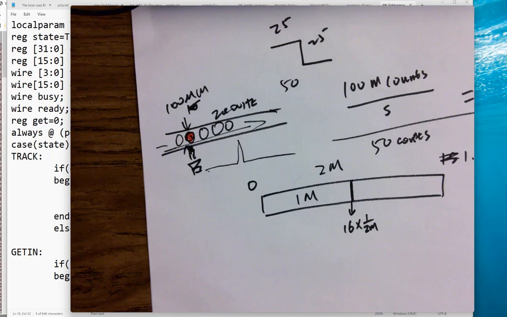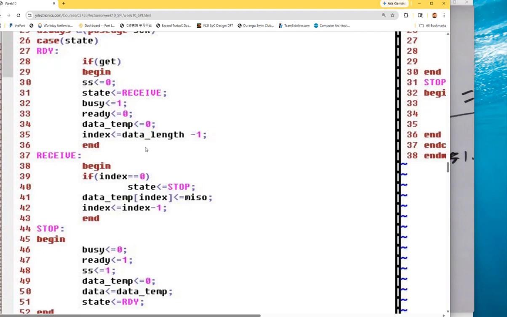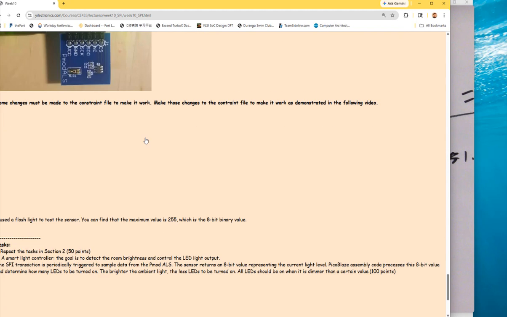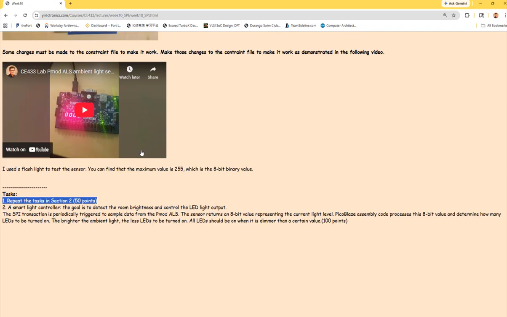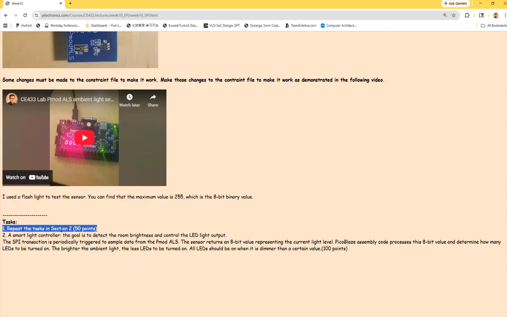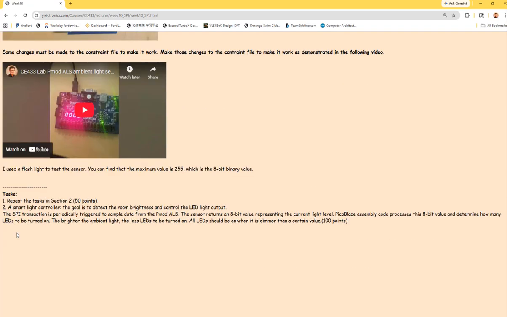Okay, one quick comment on the tasks over here, then we'll let you go. Two tasks for this tutorial. First one, just repeat whatever I demoed in the video over here. And the second one is called a smart light controller. If the light is strong, you dim it. If the ambient light is weak, you make it stronger.